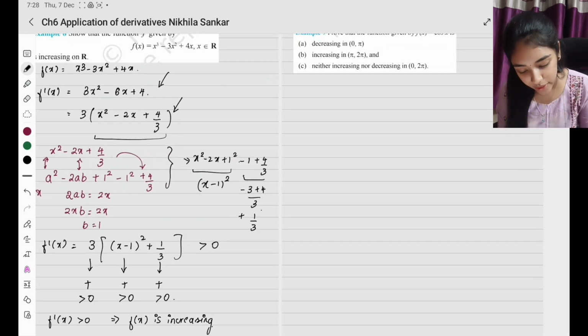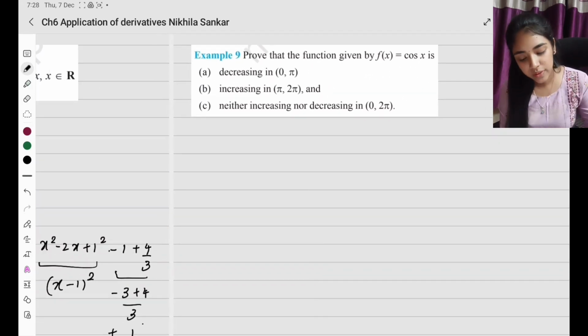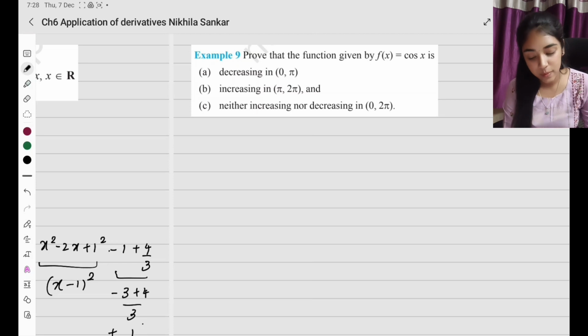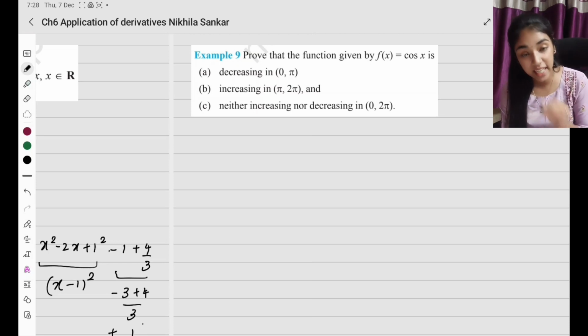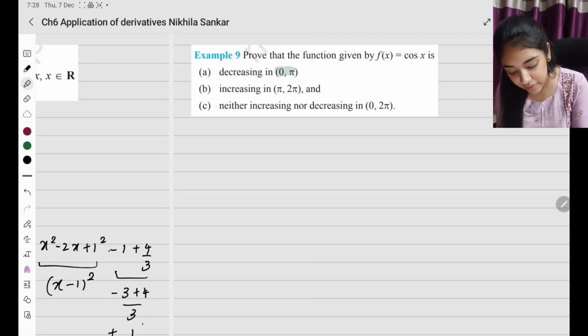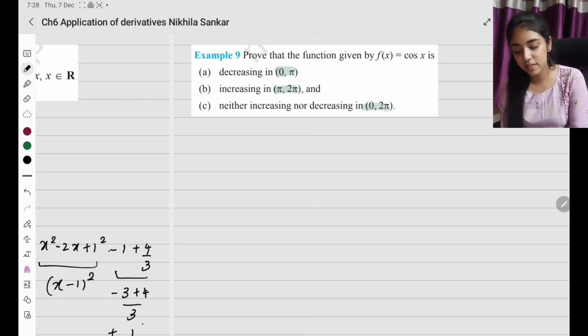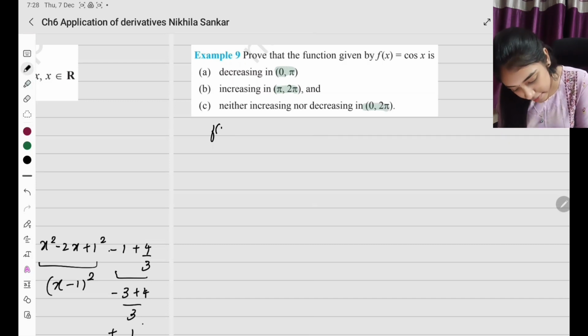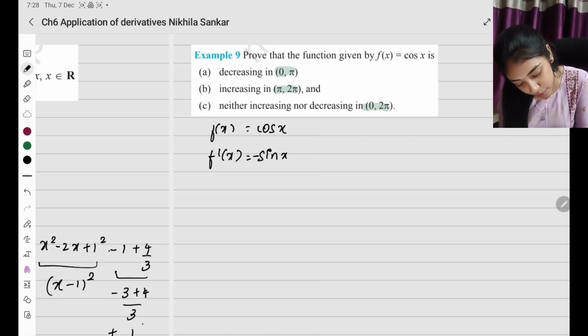Okay? Now example 9. Prove that the function given by f of x equals cos x is decreasing, increasing, or neither increasing nor decreasing, but they have given the intervals. So in the interval we need to check. So first I have f of x equals cos x. F dash of x, I need to find the derivative, which is going to be minus sin x.